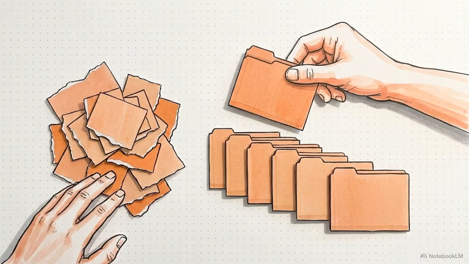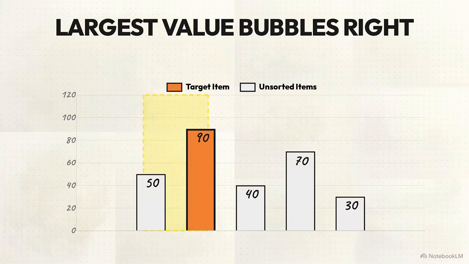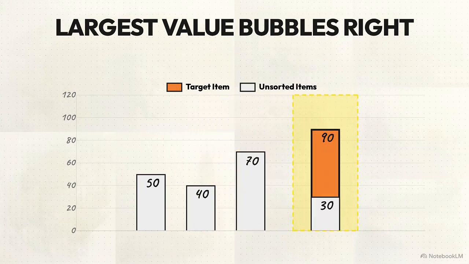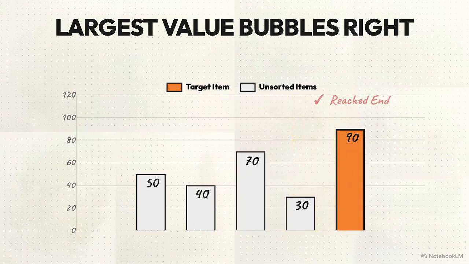The most intuitive way to solve this exact problem is an algorithm that actually mimics human behavior. It's called bubble sort. The core mechanic is simple. Compare two adjacent items and swap them if the larger one is on the left. Then move one step right and repeat. Step by step, the largest item visually bubbles to the end of the line.